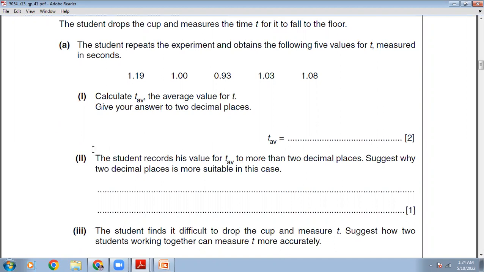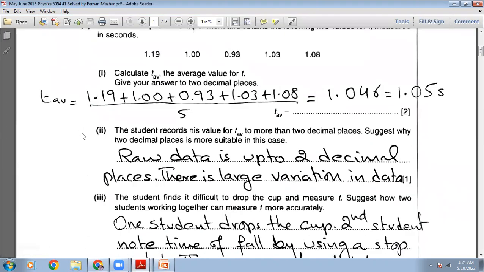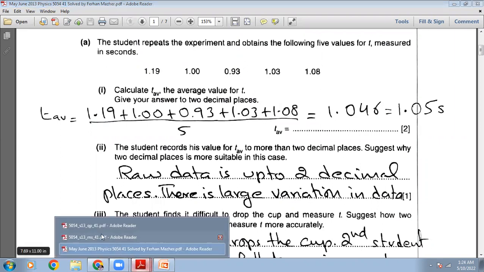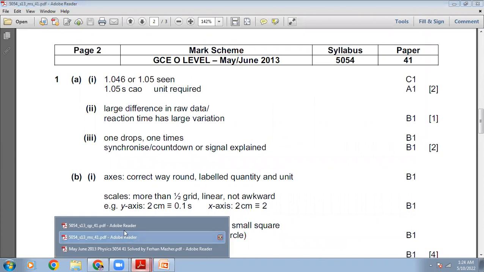Calculate the t average, the average value for the t. Give your answer to 2 decimal places. So t average will be equal to, we will add these 5 values and then we will divide it with the 5. So you can see here I have added them. Whatever is the answer, I will divide that answer with the 5. You get 1.046. So the t average will be 1.05 seconds. So let's check. 1.05 seconds is the right answer.